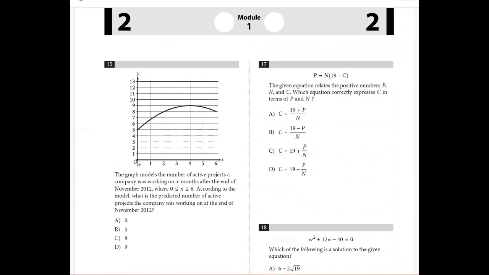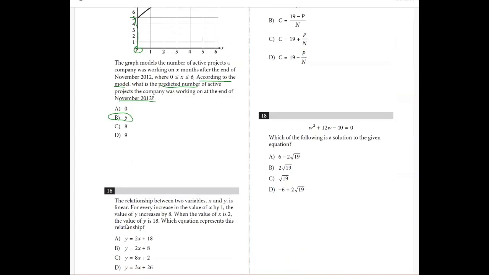Question 15. The graph models the number of active projects the company was working on x months after the end of November 2012, where 0 is less than or equal to x and x is less than or equal to 6. According to the model, what is the predicted number of active projects the company was working on at the end of November 2012? So basically, when x is 0, we know that y is 5. So B is the correct answer choice here.